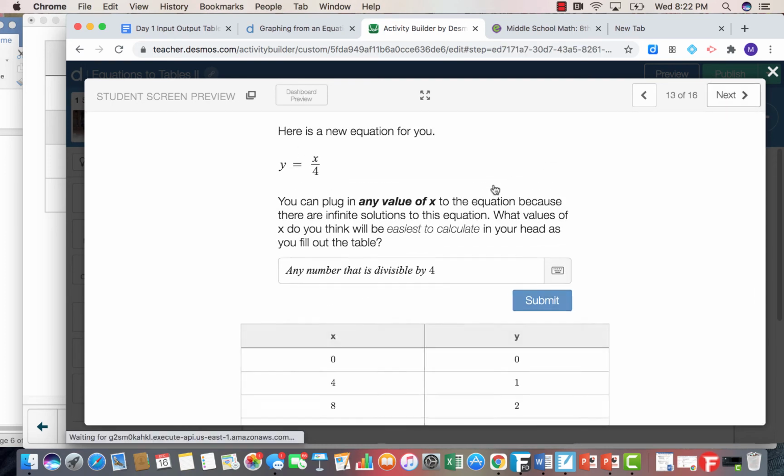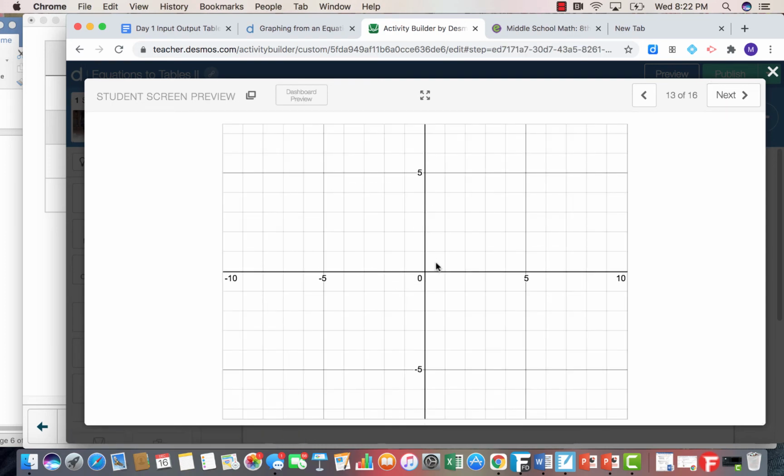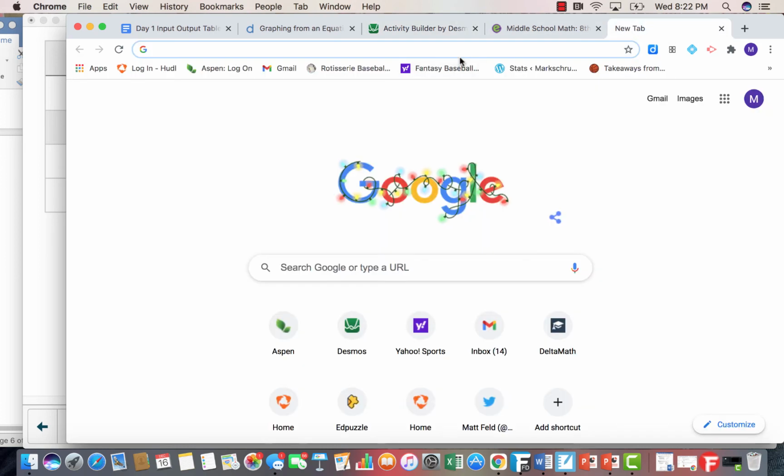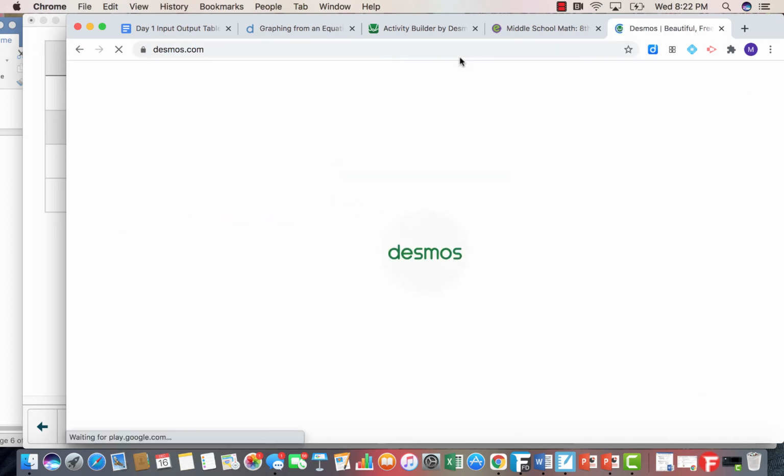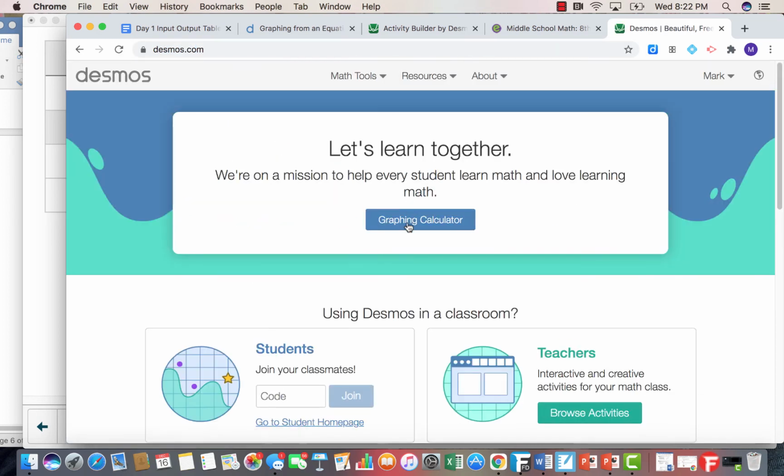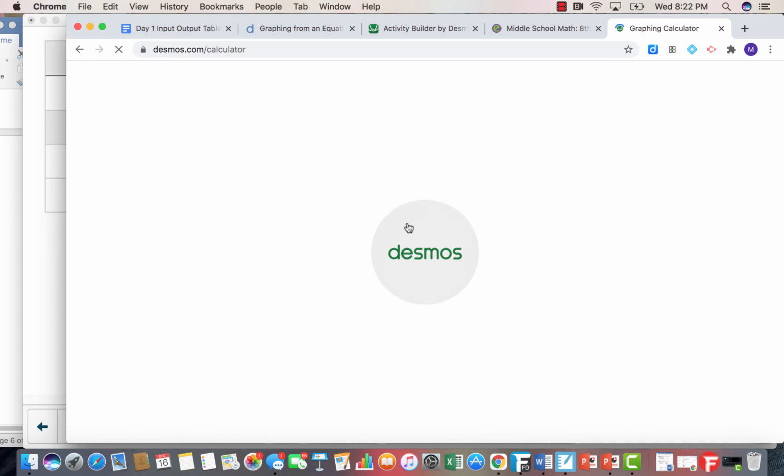Let's do that. So we've got, are they going to let me do that? Come on. Well, they're not letting me do that, so let's do this. Let's beat them at their own game. We go to Desmos.com, and I hit graphing calculator.